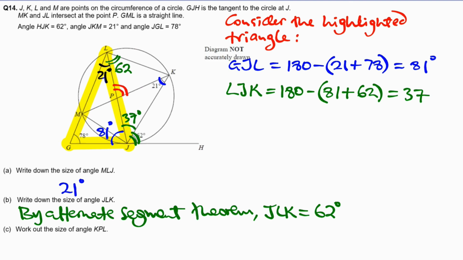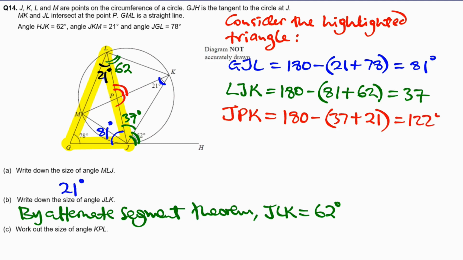And then I'll carry on to find the value of this angle here, which is JPK. So JPK will be equal to 180 minus, we know that angles in a triangle add up to 180, so that's 37 plus 21, and that will be equal to 122 degrees. And therefore, because these two are on a straight line, this is 122, the other one, which is KPL, will be 180 minus 122 degrees. And KPL will be equal to 58.